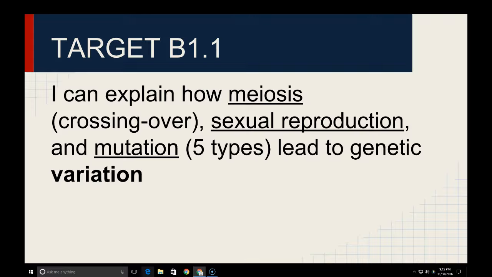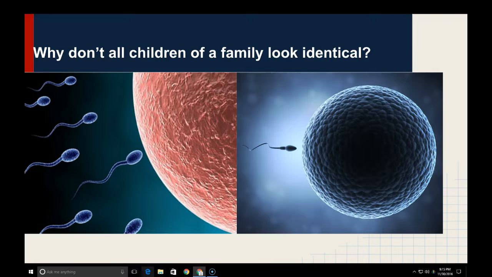Our notes this time are on basically genetic variation and the things that lead to genetic variation. So as you can see, it's meiosis, sexual reproduction, and mutation. And those are the things that we're going to go over and see how they cause variation.